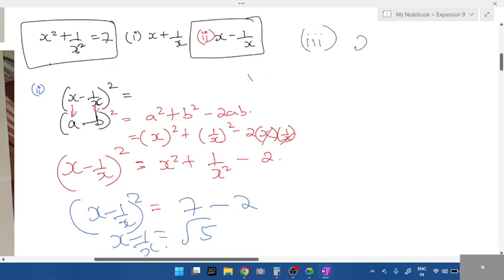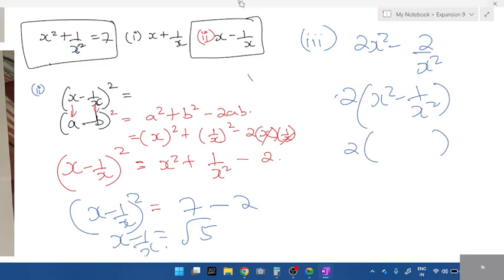2x square minus 2 by x square. So I'll tell you how to solve such questions. You have to take 2 common from the numerator. You have x square minus 1 by x square. Just replace this. Instead of x, just think there is a here. This one you write a.